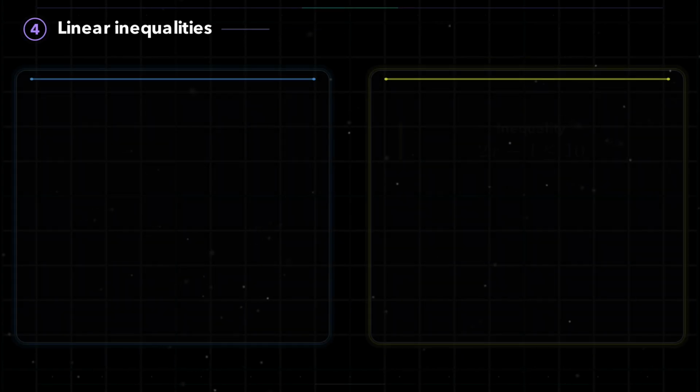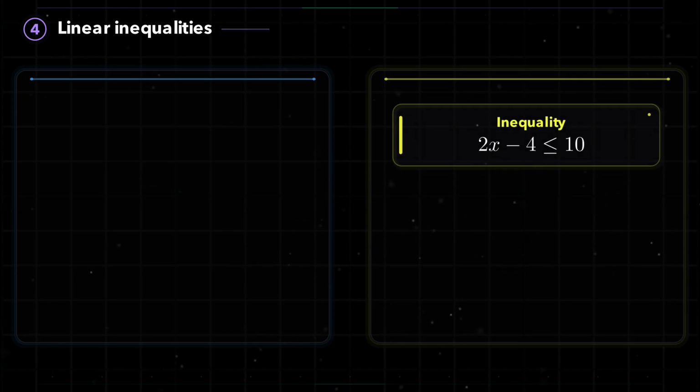Now let's move on from equations to inequalities. An equation tells us two expressions are exactly equal. An inequality tells us one expression is greater than, less than, greater than or equal to, or less than or equal to another expression. This usually means there is not just one solution. There's a whole set of possible solutions.